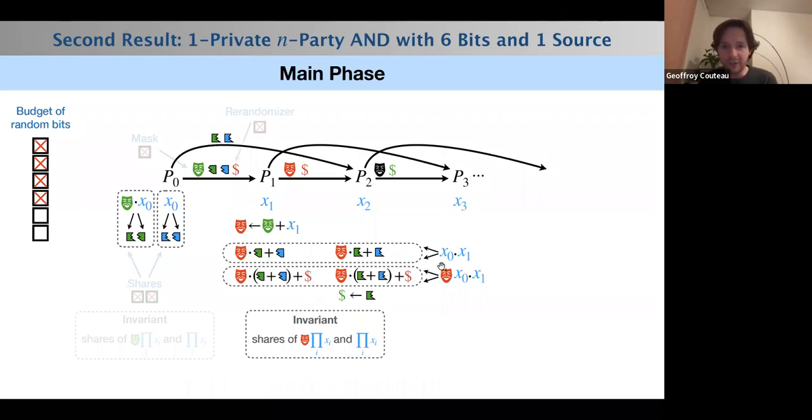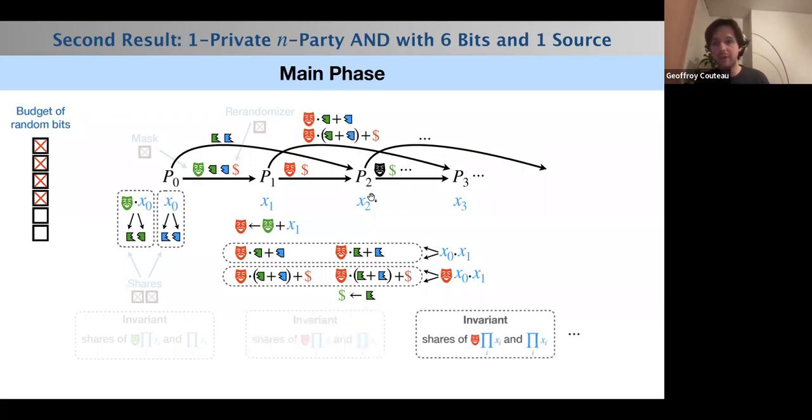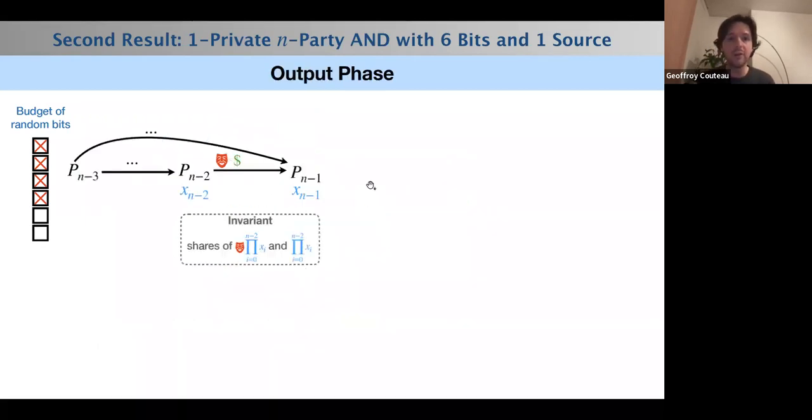And if you do all of that, you notice that one of the shares, this one here, was never used. I mean, its randomness was never used anymore. So we can reuse it, recycle it to define it as the next randomizer bit so as to maintain the invariant. So that's how we propagate the shares, we propagate everything throughout the protocol until the end.